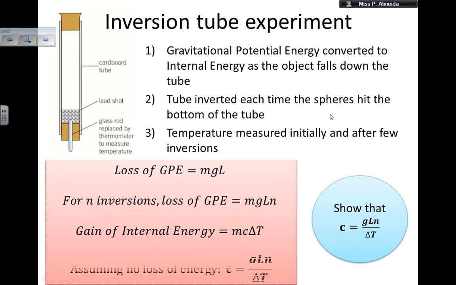So because the gravitational potential energy is going to go to the internal energy, it is going to be converted. Of course, this is not 100% efficient, but assuming that there are no losses of energy, I can make this formula equal to this one, cancel out the m's, and C is going to be equal to GML divided by delta T. Okay, so that's the first way that you can experiment and get a practical result for specific heat capacity, and also this is how you demonstrate the formula.